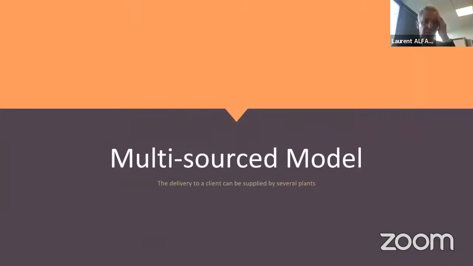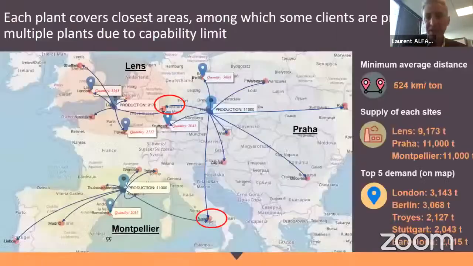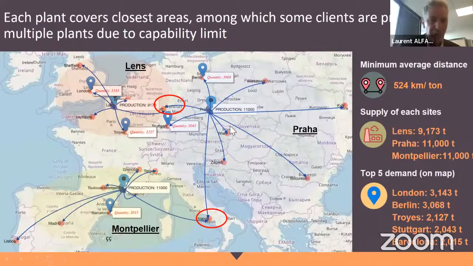So they did something very well, showing the results of visualization of the solutions. So you see, Lens is here, Montpellier is here, and I think it's Praha, which is here. And you see who serves what. And you see that in the multi-source solution, there are 2 cities.